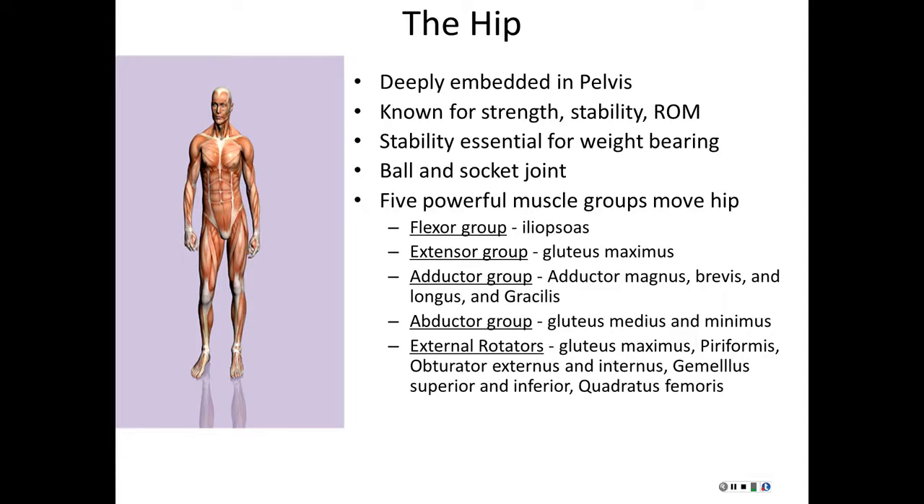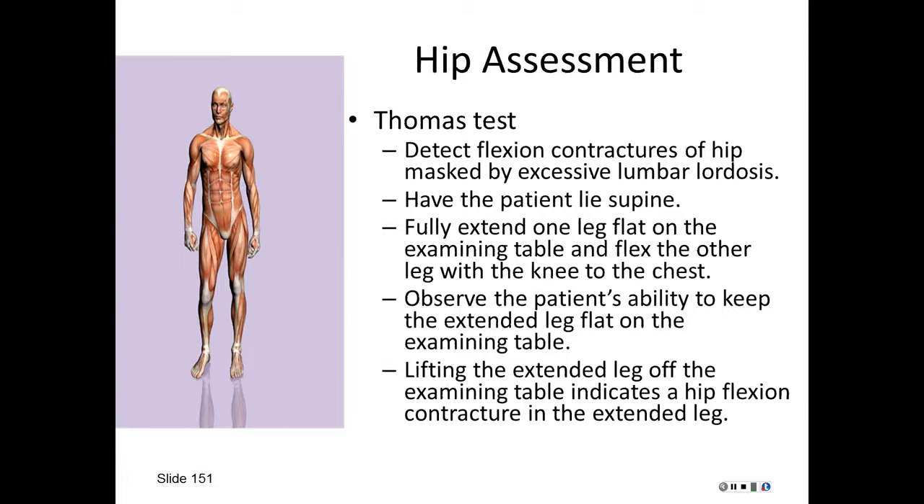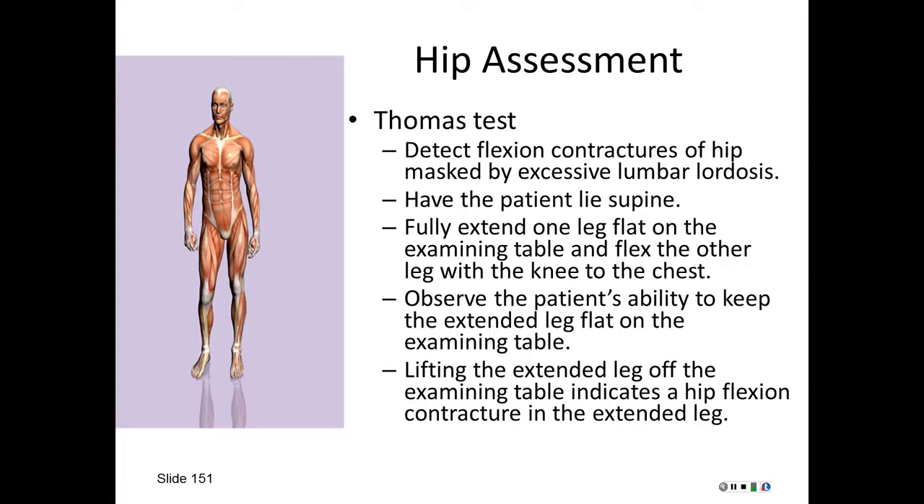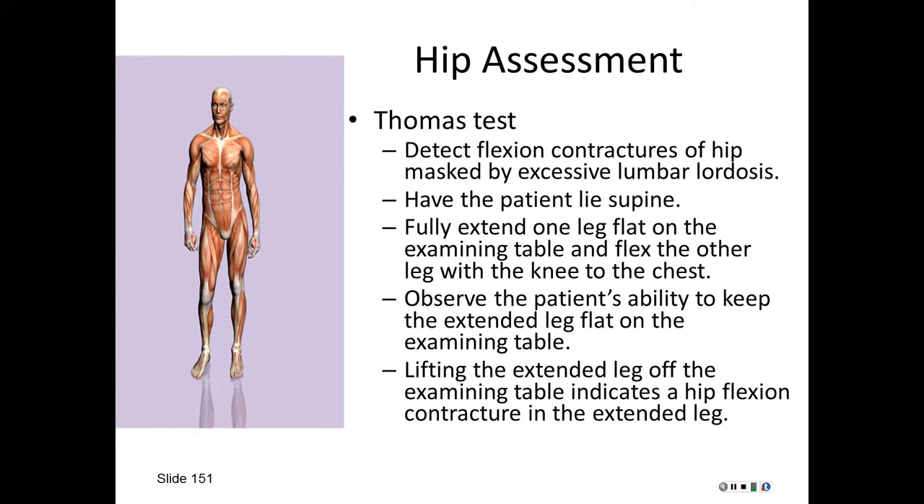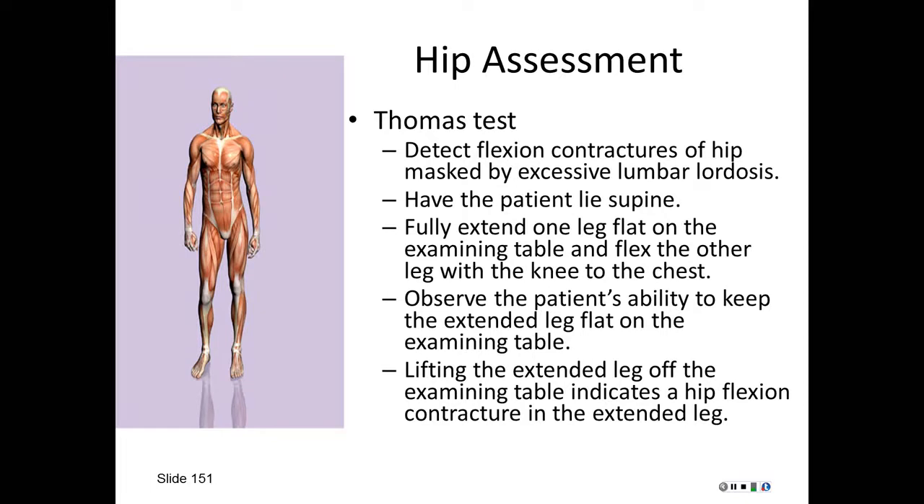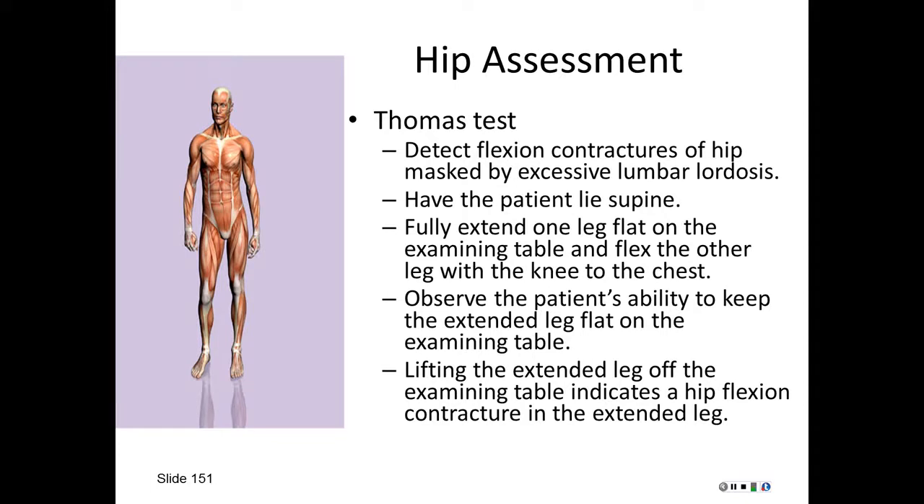All right, realize the hip is deeply embedded in the pelvis, known for strength, ball and socket, and it's got 5 powerful groups of muscle to move it, and there's your groups. The Thomas test is to detect flexion contractures of the hip, and it's masked by excessive lumbar lordosis. Have the patient lie supine. Fully extend one leg flat on the examining table and flex the other leg with the knee to the chest. Observe the patient's ability to keep the extended leg flat on the examining table, or lift the extended leg off the examining table, indicating a hip flexion contracture.